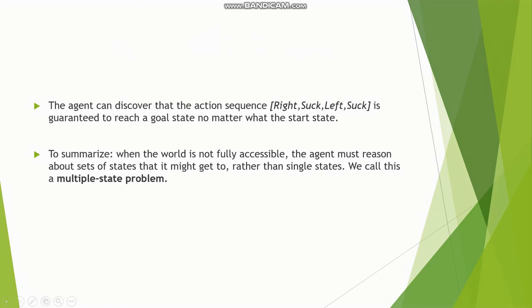So when the world is not fully accessible, the agent must reason about states or sets of states that it might get to, rather than single states. We call this a multiple state problem.